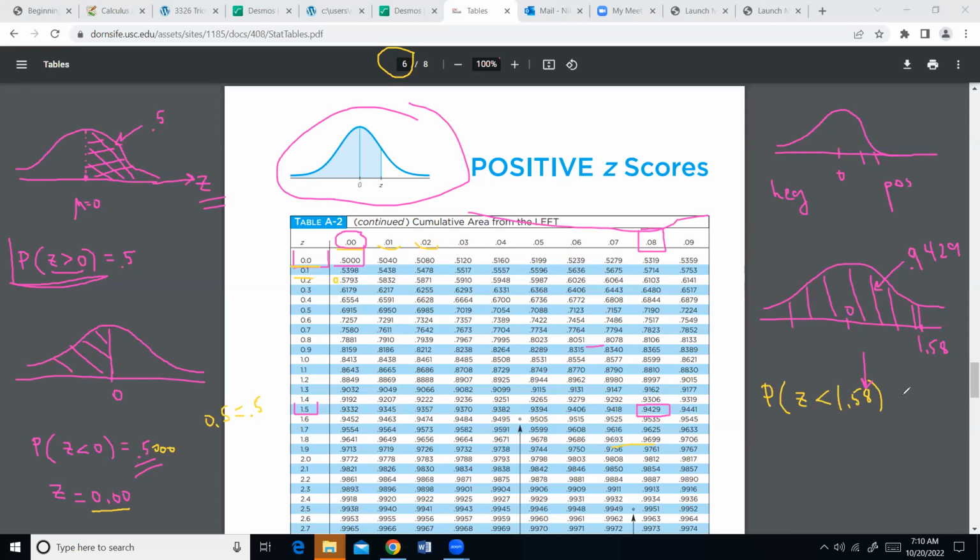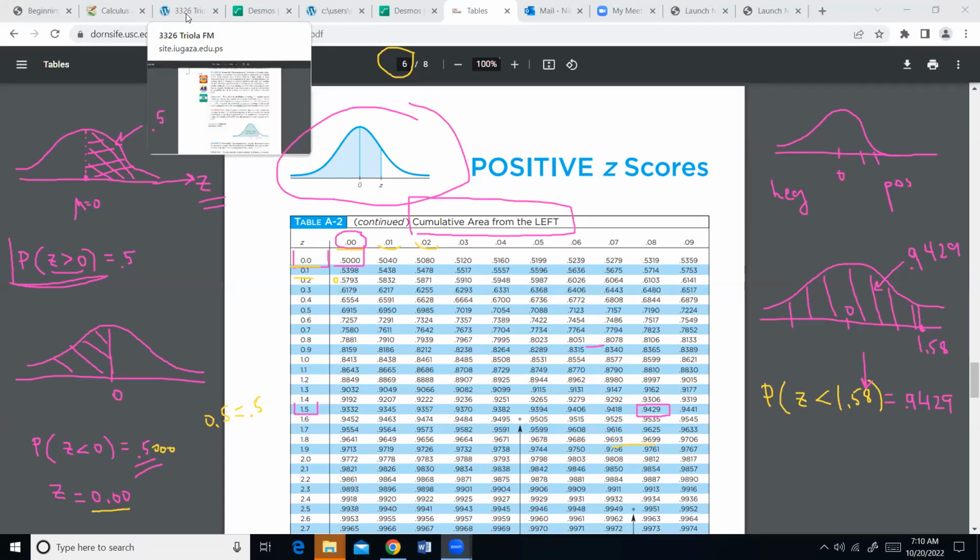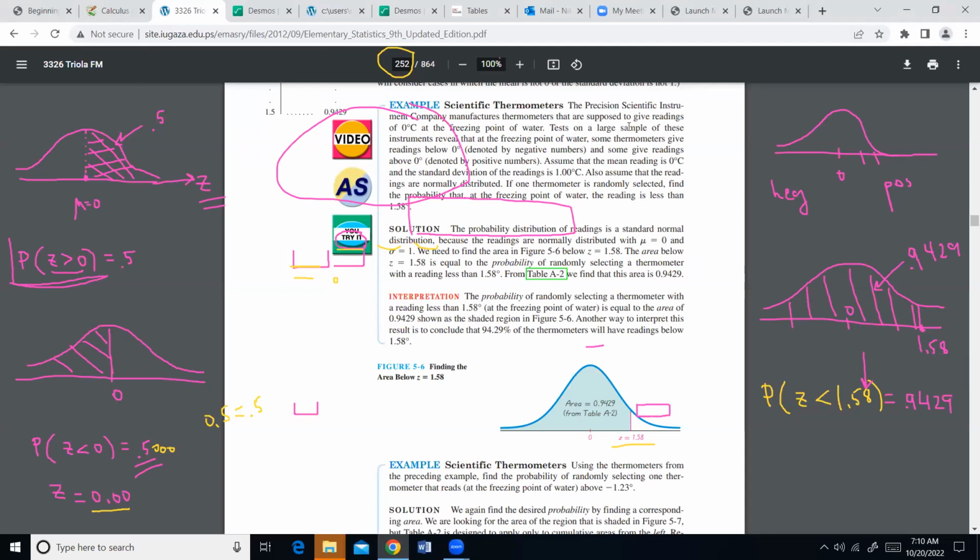So area is the same as probability, and notice that they also stated here, so everyone realizes that we find area from the left. So it's a number, and the area goes to the left side. So this is 0.9429. So let us go to the exercises. First of all, you can check and see that that's exactly what they also have in the textbook, looks like, right? 9429. And they found it from that same exact table.